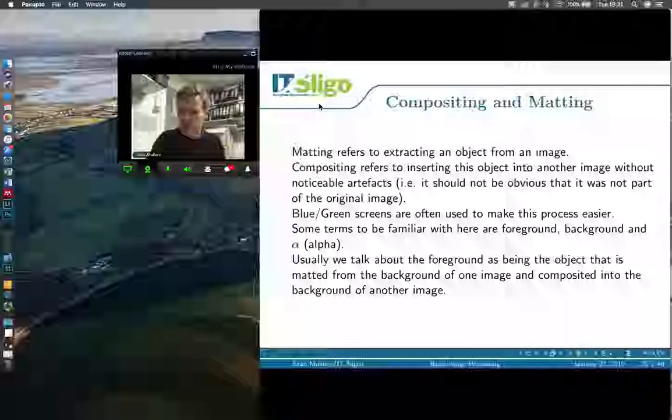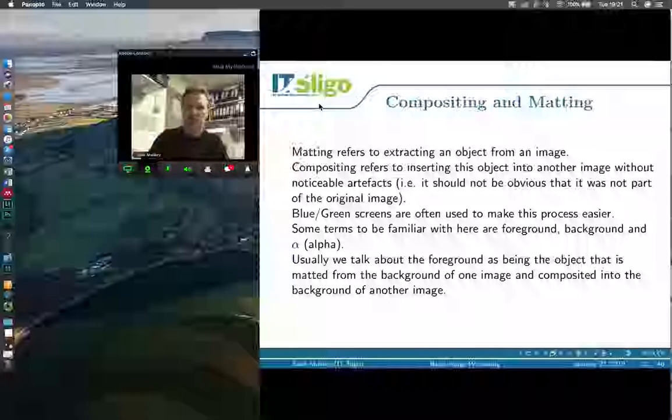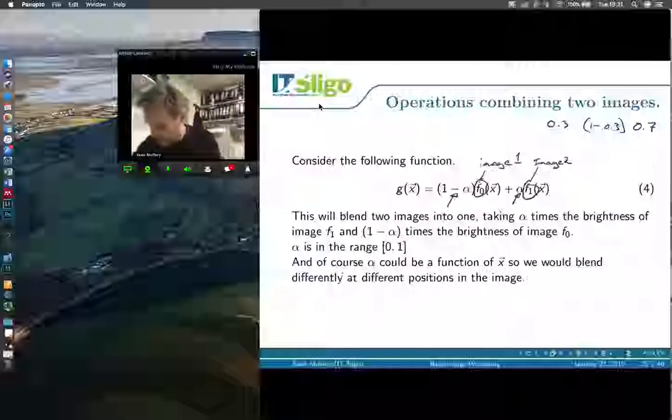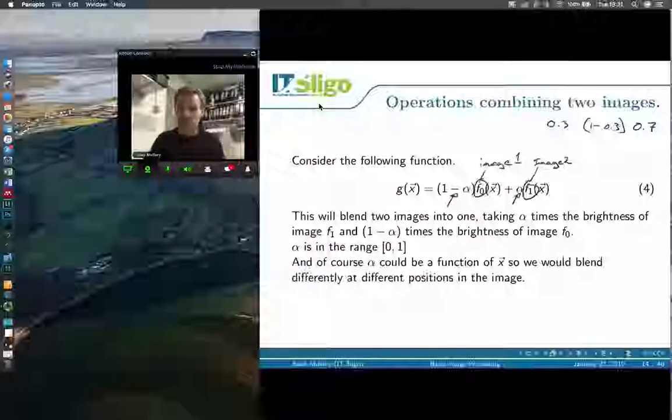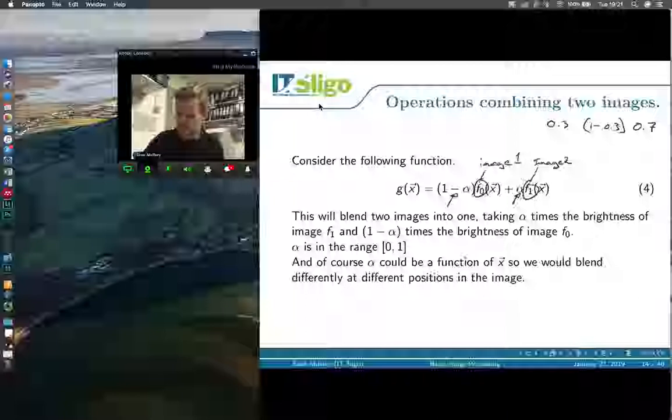Some terms to be familiar with here are foreground and background. So in other words, the objects generally that you're trying to remove or put in are known as foreground, and then the background is all of the rest of the image. There's also the alpha channel, and we saw that formula earlier. There it is there, that formula that has that alpha value in it, and that's the very basic way of doing that. And then they have much more sophisticated ways.